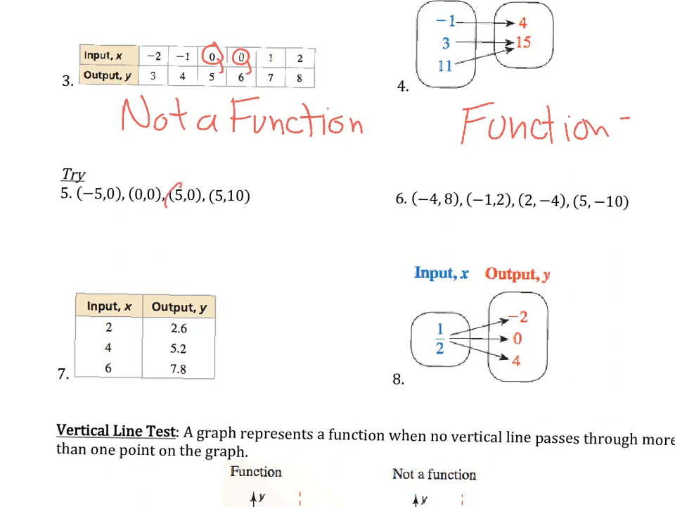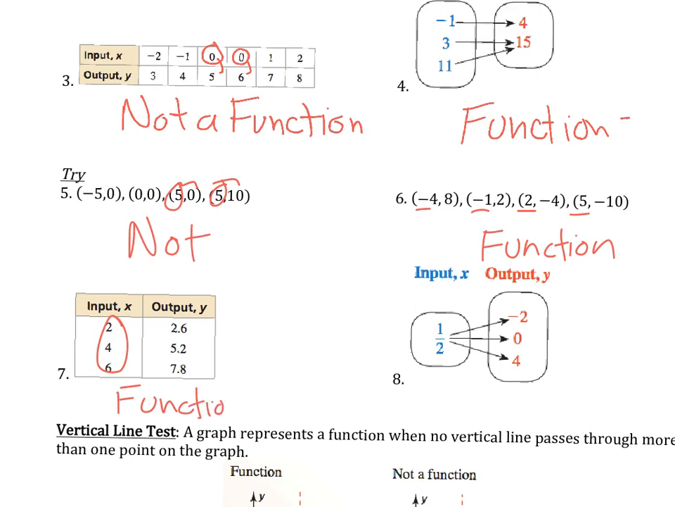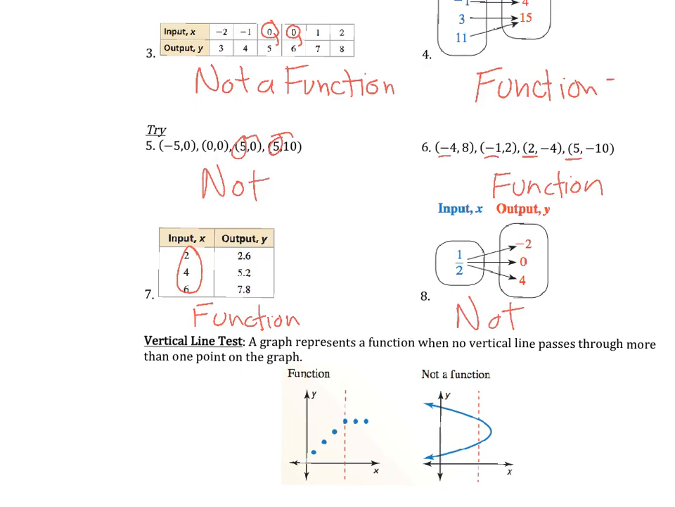All right, so number 5, I see has an input of 5 that's repeating, so this is not a function. Number 6 looks like all my inputs are different, -4, -1, 2, and 5, so this is a function. Number 7, none of my inputs repeat, so this is a function. And on number 8, we can see that this one input has 3 different outputs, so I would say not a function. All right, so if every input has its own output, that's how we know it's a function.